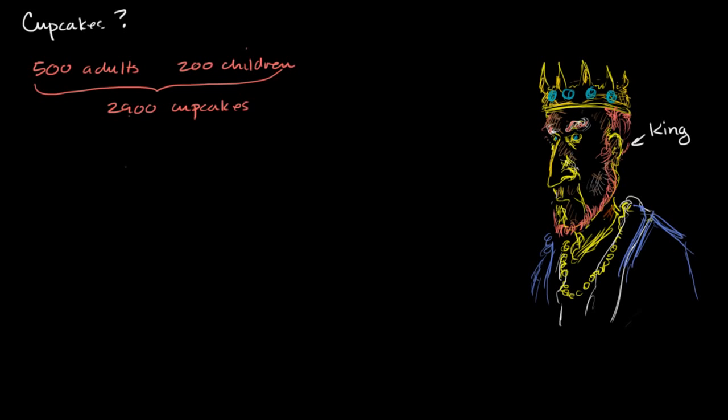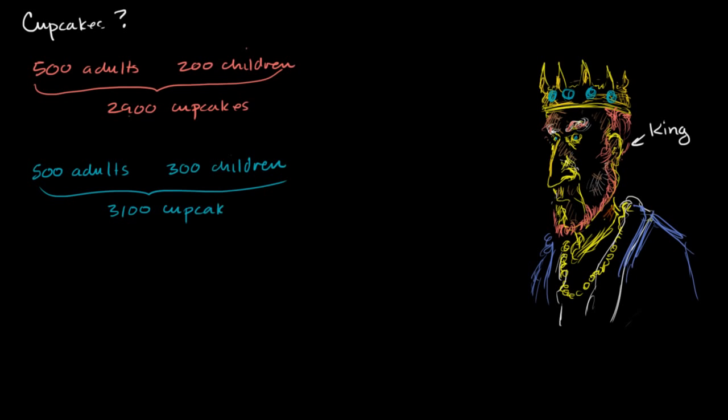Well, what happened at the party before that? And he says, well, there we also had 500 adults. And we had 300 children. And you say, well, how many cupcakes were eaten at that party? He says, well, we know it was 3,100 cupcakes. And so you get a tingling feeling that a little bit of algebra might apply over here.